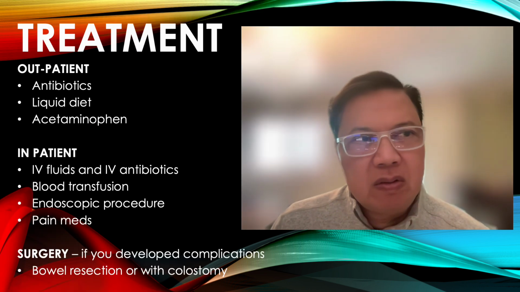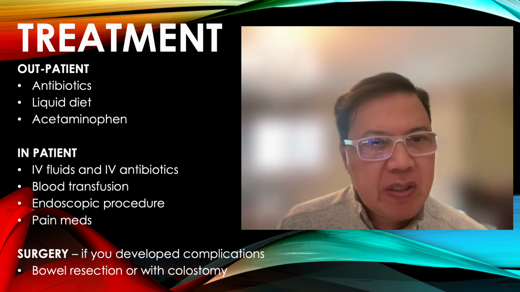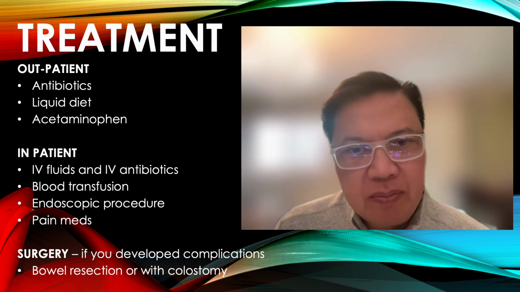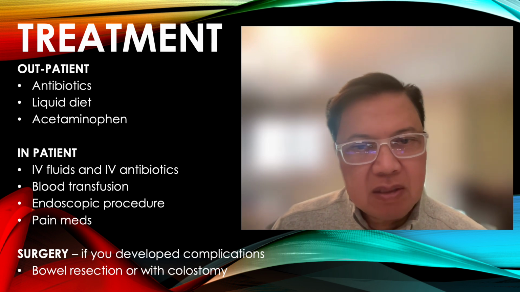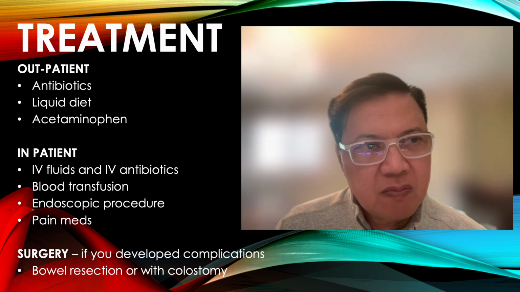Treatment includes outpatient, inpatient, or surgery. Outpatient, for mild acute diverticulitis, we usually start with oral antibiotics like Augmentin or a combination of Levaquin and Flagyl, usually for 10 to 14 days. And then you should be on a liquid diet, and you can take Tylenol or acetaminophen for pain.